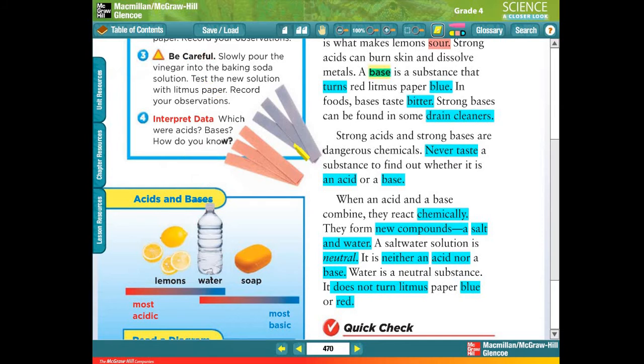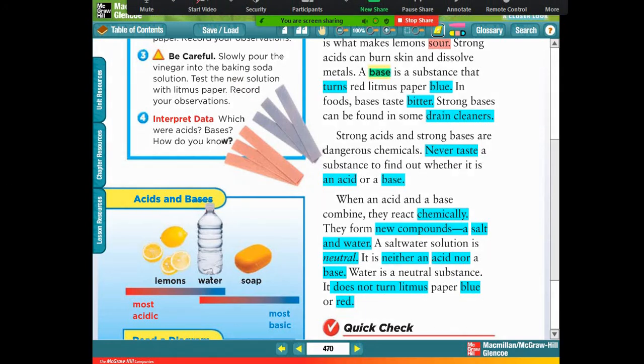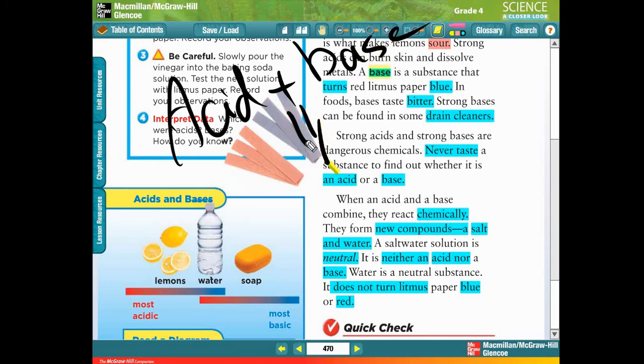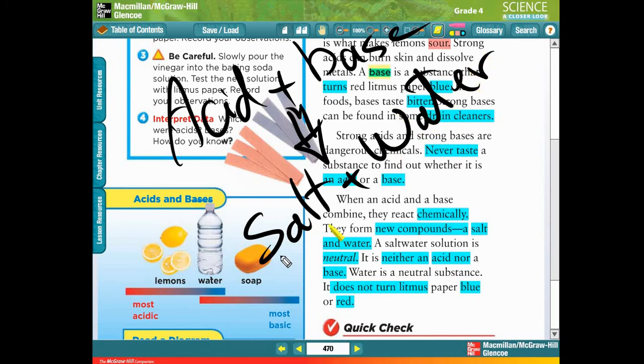Now, when the acid and base react with each other, they will form salt and water. Now, when the acid reacts with the base, it forms a new compound, salt and water. And the salt here, guys, does not mean table salt. Any substance that is solid and comes from acid and base is called salt.